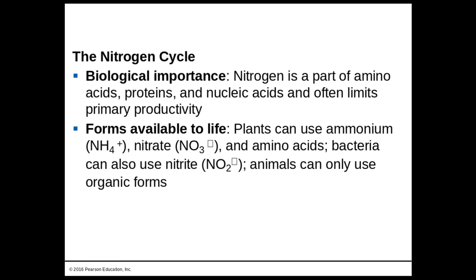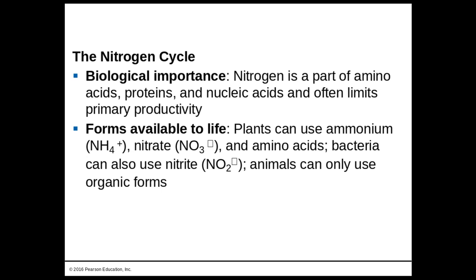The nitrogen cycle is another important cycle, and the reason why nitrogen is important is because it's a part of amino acids, proteins, and nucleic acids, which are needed for life. And also, as you saw, it's a major factor in the primary productivity of a particular ecosystem. It's a limiting nutrient. So plants typically will use ammonium, which is NH4+, as well as nitrate, NO3-, and they can also find nitrogen in amino acids. Bacteria can use nitrate, but animals can only use the organic forms of nitrogen, those amino acids and proteins and nucleic acids.